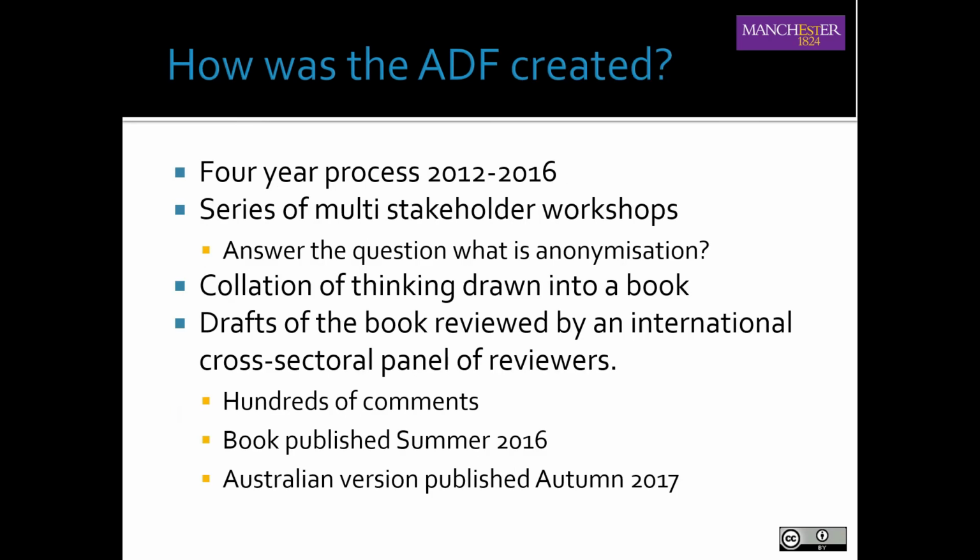How was it created? Well, it was a 4-year process between 2012 and 16, a series of multi-stakeholder workshops from all sectors of the UK economy and outside, and it answers the question, what is anonymisation? The collation of thinking was drawn into a book, and drafts of the book were reviewed by an international cross-sectoral panel of reviewers. Hundreds of comments were received, and the book was eventually published in 2016. An Australian edition was published in autumn of 2017.